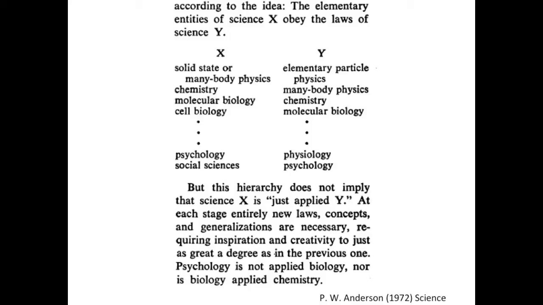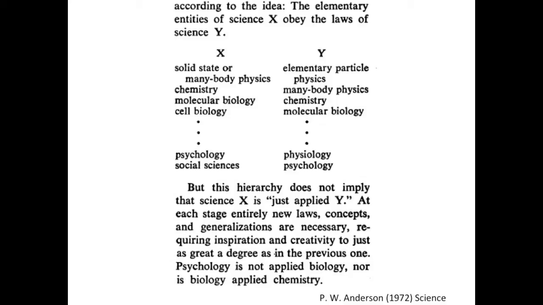So what he states is, let's think about the elementary entities of science X that obey the laws of science Y. So going all the way down to the smallest things, we have elementary particle physics, and then we step up to solid state or many body physics. Then many body physics can be used to understand chemistry. Chemistry moves up to molecular biology, up to cell biology, up to developmental biology, and then we end up with physiology, moving up to psychology, moving up to the social sciences.